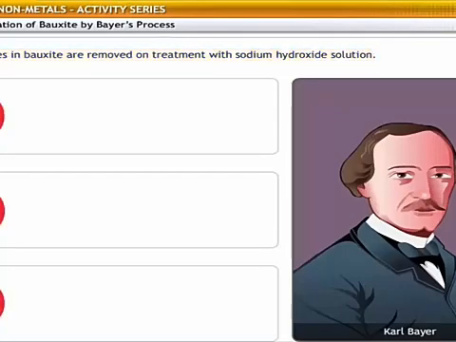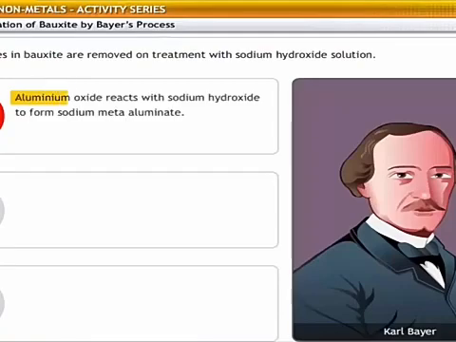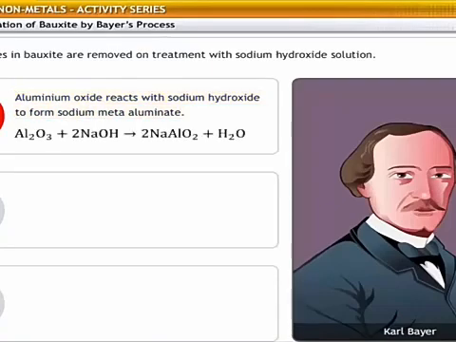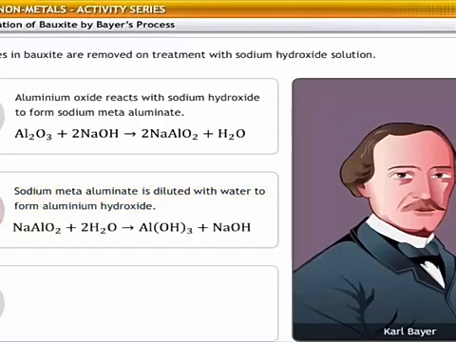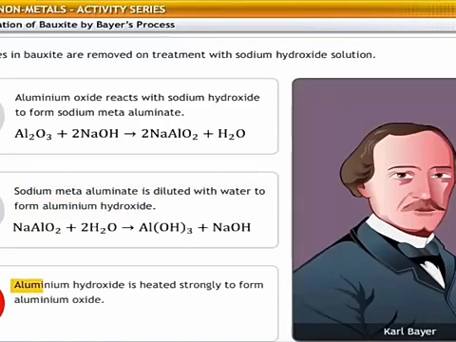Purification of bauxite involves 3 steps. In the first step, aluminium oxide is allowed to react with sodium hydroxide to form sodium meta-aluminate. In the second step, sodium meta-aluminate is diluted with water to form aluminium hydroxide. In the third step, aluminium hydroxide is heated strongly to form aluminium oxide.